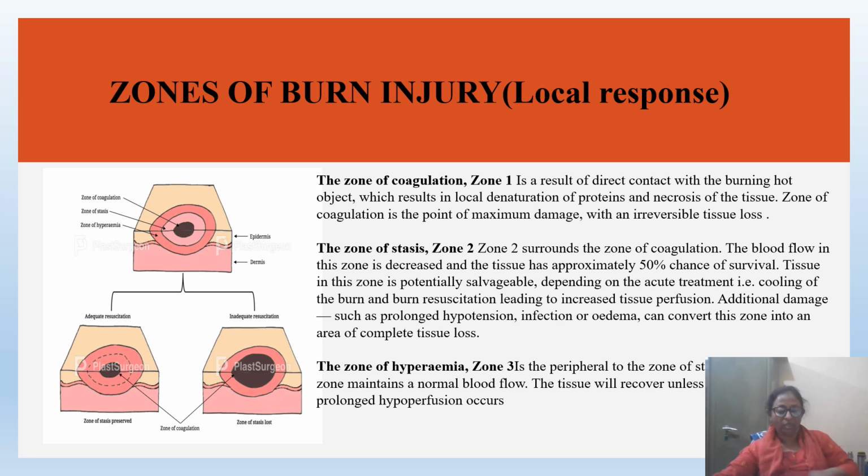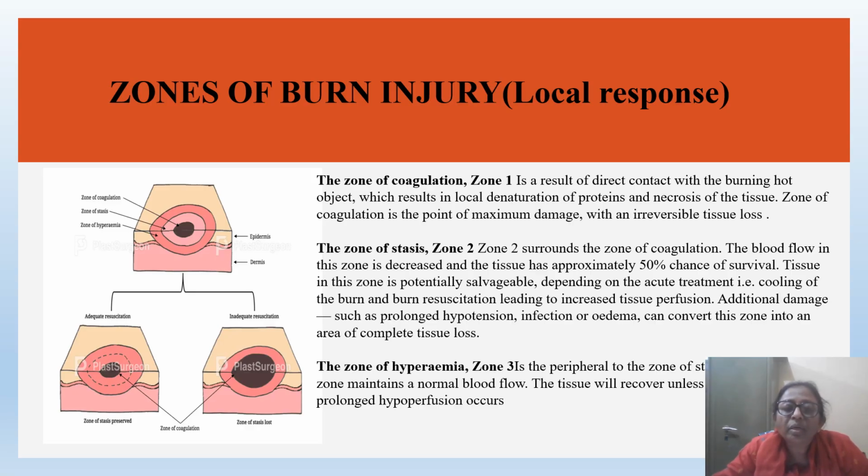Zones of burn injury. You can see different zones of burn injury. The first zone is the zone of coagulation. It is the direct contact with the burning hot object, which results in local denaturation of proteins and necrosis of the tissues. Then the zone of stasis, that is zone 2, surrounds the zone of coagulation. The blood flow in this zone is decreased and the tissue has approximately 50% chance of survival. Tissue in this zone is potentially salvageable depending on the acute treatment. The third one is the zone of hyperemia.